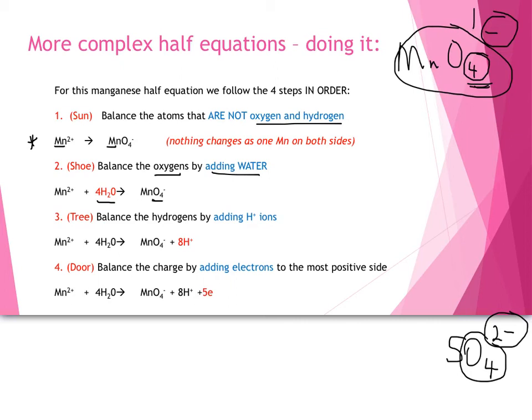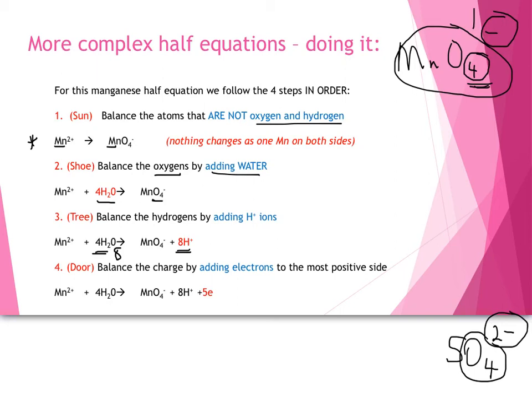Third step, now because we've added water, we added hydrogens into this equation, and because there's a 4 in front of the water, that means we've got 4 times 2 hydrogens. So all up we've got 8 hydrogens on the left because of those 4 waters. So that's why we have to add 8 H pluses on the other side.